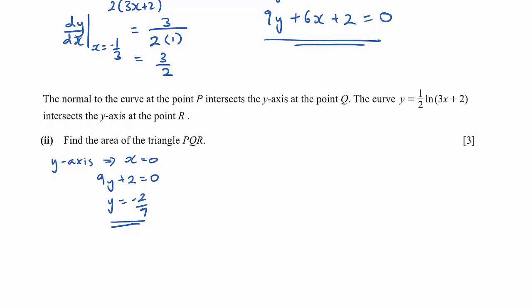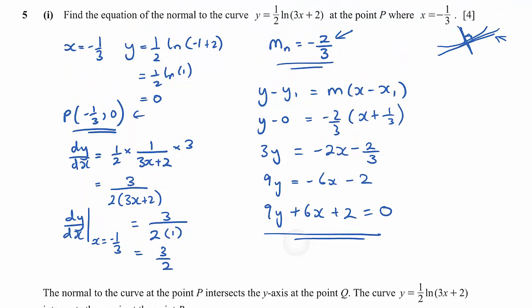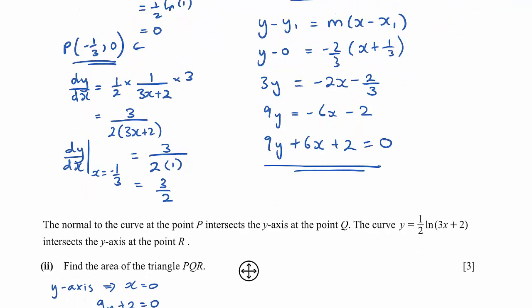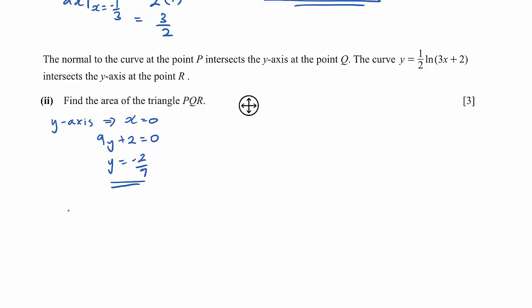And the curve intersects the y-axis at the point R. So the original curve was y equals a half ln(3x plus 2). So if x is equal to 0, that would give us that y is equal to a half ln 2. And we want to find the area of the triangle PQR.